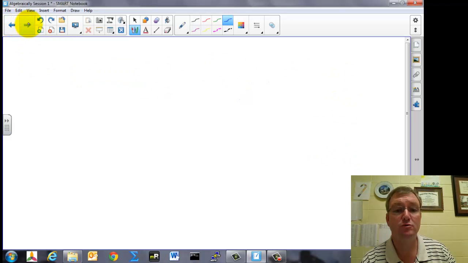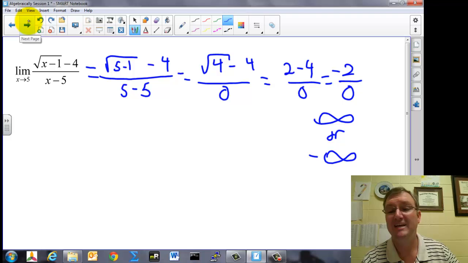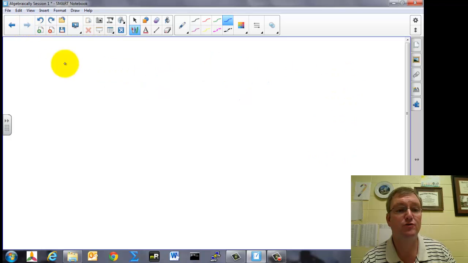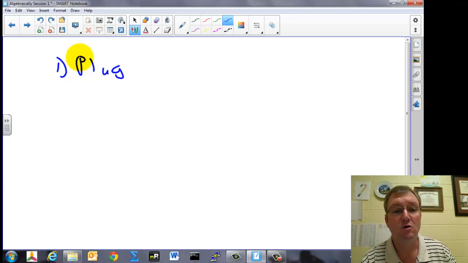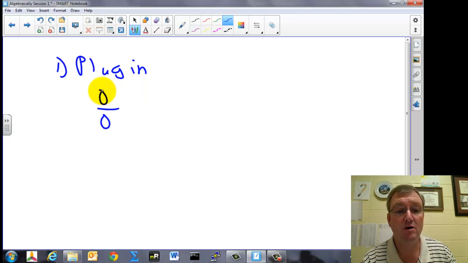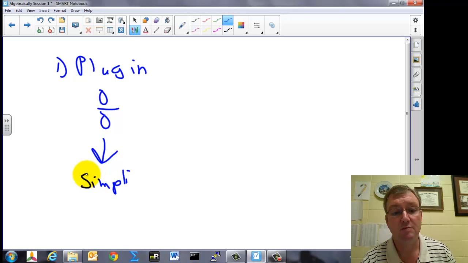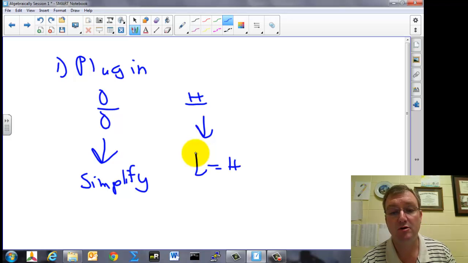So we've gone through several different problems now, many different techniques on how to evaluate these. So the main rules for you to remember here: the first thing you always want to do is plug in. Once you plug in a number, you'll either get 0 over 0, and if you get 0 over 0, that means you're going to simplify it some way. Simplify could mean factoring, could mean canceling, could mean using trig identities, could be rationalizing, but you're going to do something. Or you're going to get a number. That means that the limit is that number.